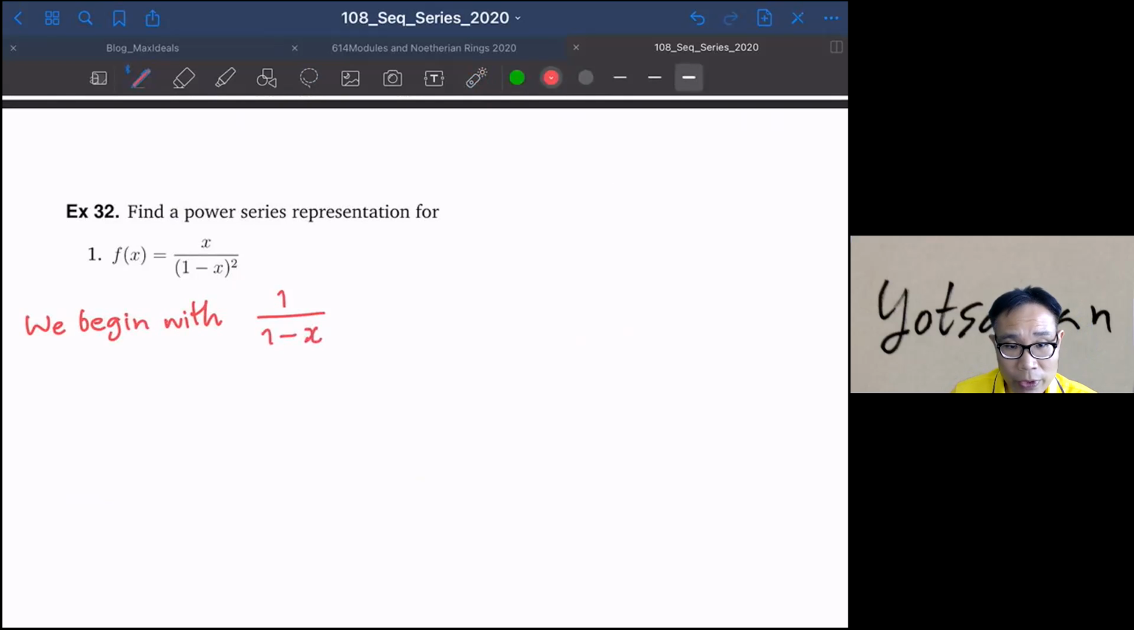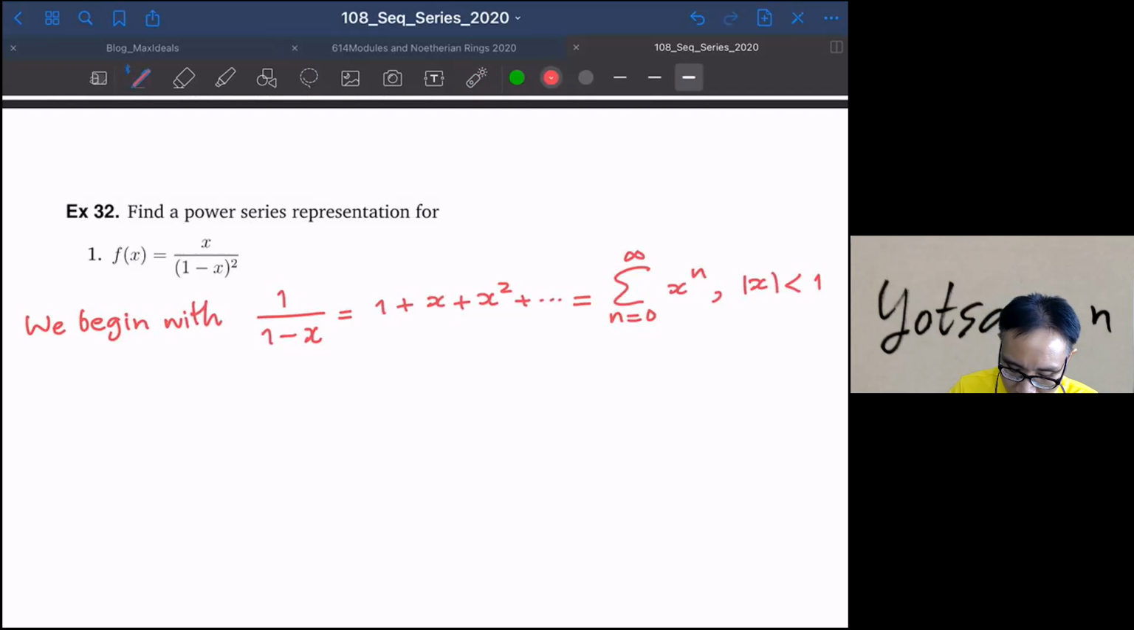Okay, so it's going to be 1 over 1 minus x, and this will be 1 plus x squared plus and so on, and this one will be the series n equal to 0 to infinity of x to the n, and you have absolute value of x smaller than 1. Okay, so this one looks like this one, and you're going to differentiate.